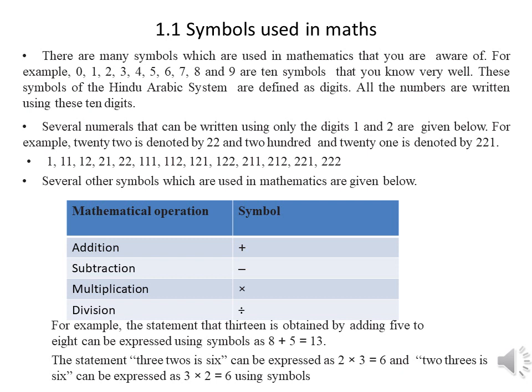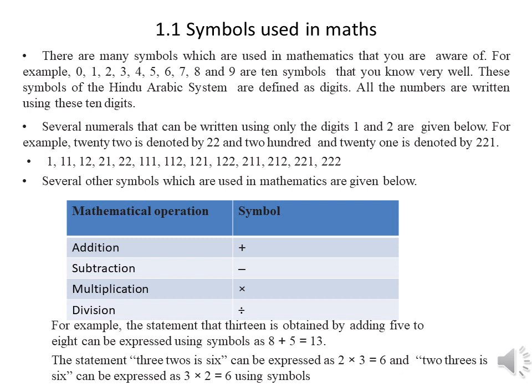Several numerals that can be written using only the digits 1 and 2 are given below. For example, 22 is denoted by 2, 2 and 221 is denoted by 2, 2, 1. There are more examples you can see here.